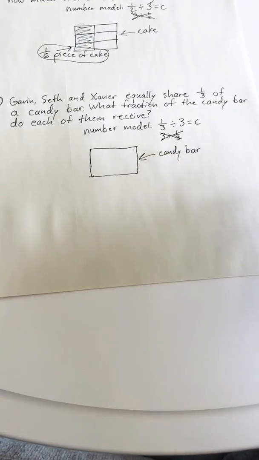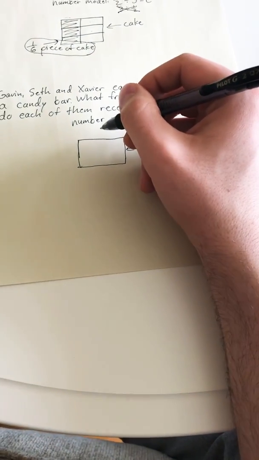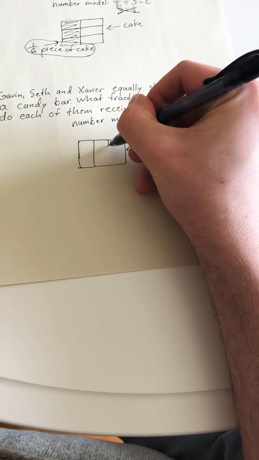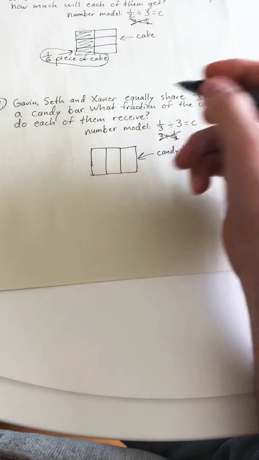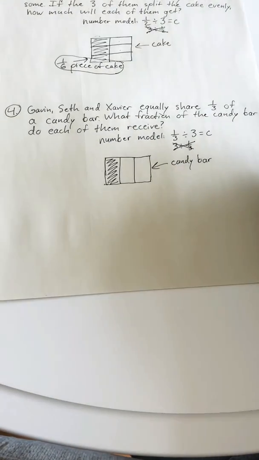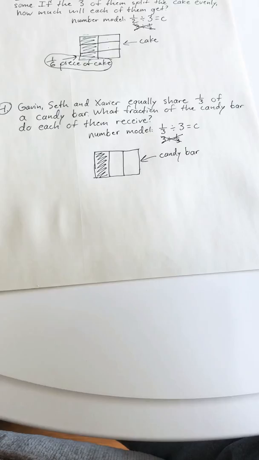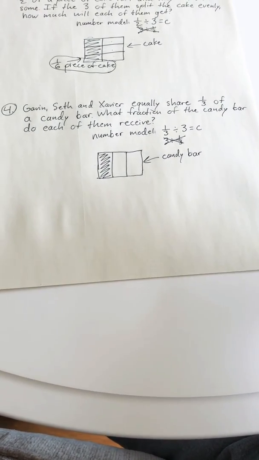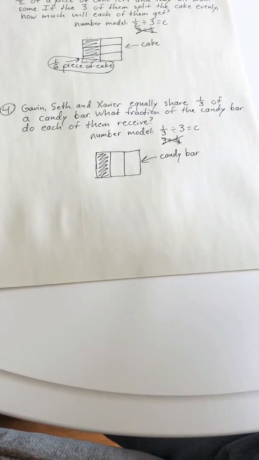And what are we starting out with? Well, we're starting out with a third of a candy bar. So I'm going to divide my candy bar into 3 columns. And I'm starting with a third, so I'm going to shade that in. From here, I want you to pause, take a second, and see if you can figure out what fraction of the candy bar they'll each receive.